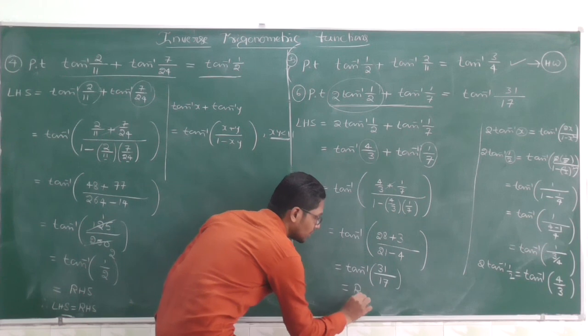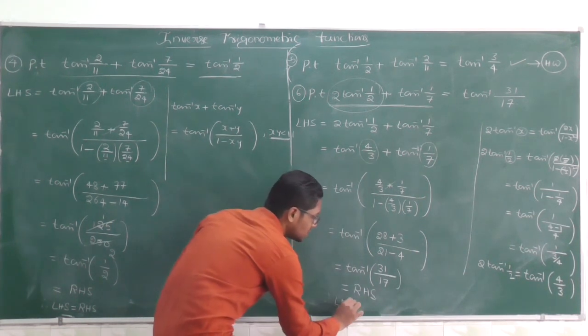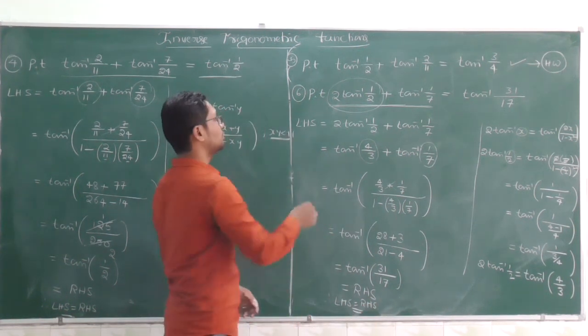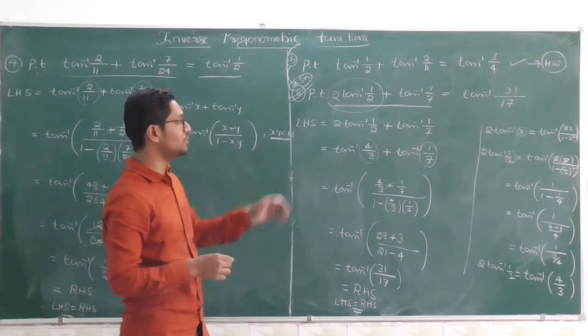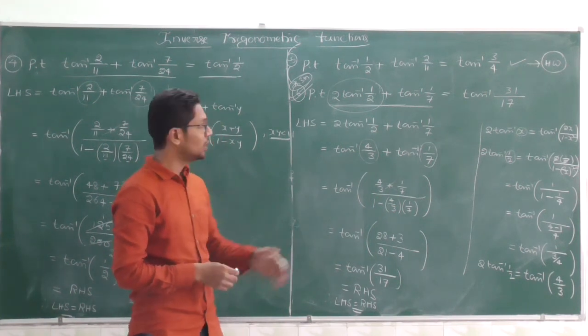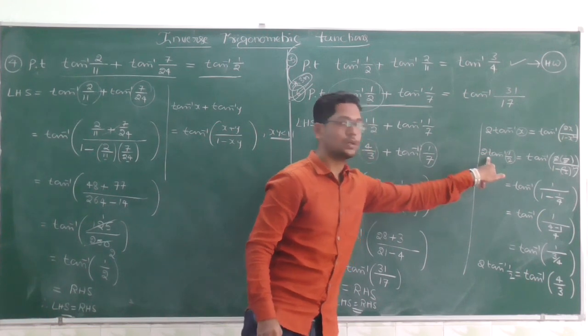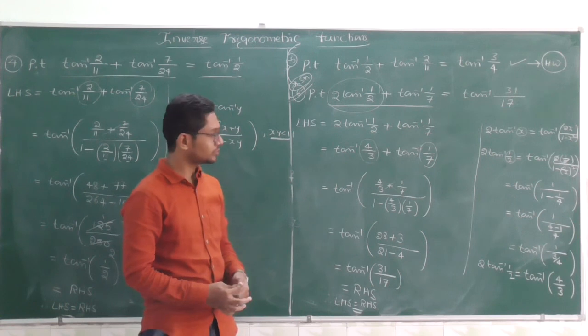It is the RHS one. Therefore, LHS equals to RHS. Hence, it is the proof. This problem is important for 3 marks. Kindly note down. In this problem, we have 2 parts: 2 tan inverse x and 2 tan inverse x plus tan inverse y.